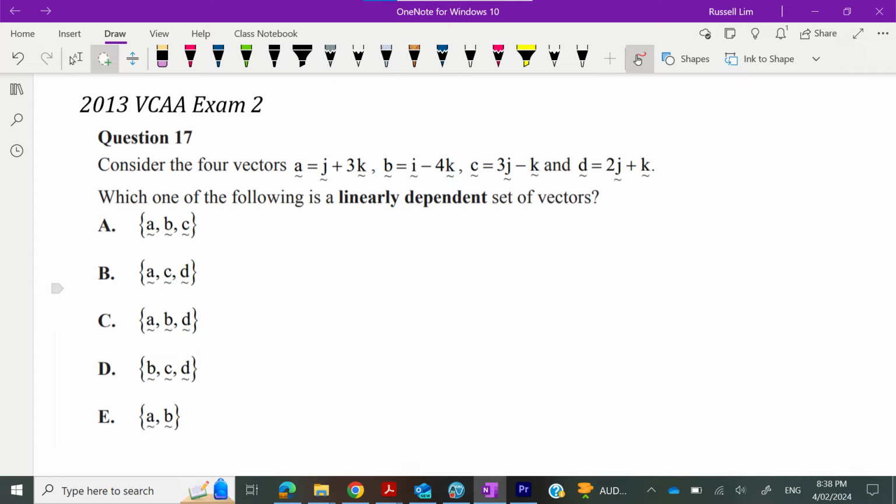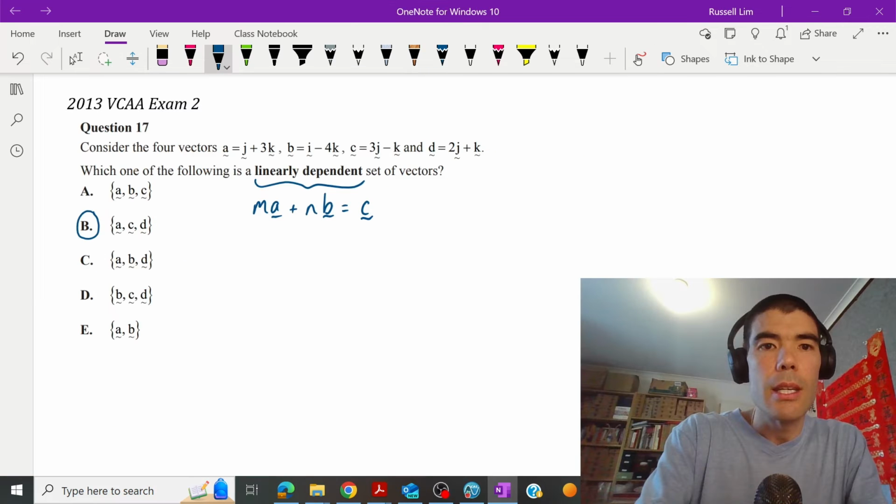Okay, let's have a look at the next question. Consider the 4 vectors. Which one of the following is a linearly dependent set of vectors? So for linear dependence, if we have 3 vectors, if one vector can be written as a linear multiple of the other 2. We've got different options here, so I'm going to go the long way around first, and there is a shortcut to this later.